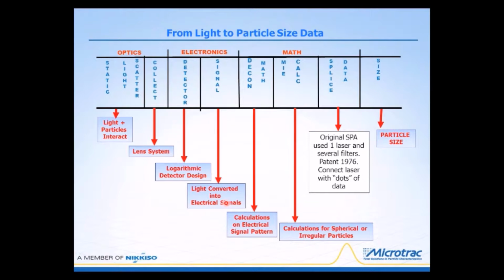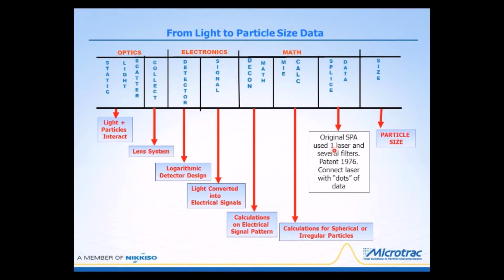The next step is the calculations, and these are deconvolution mathematics, and there are other ways of doing calculations, but we perform the calculations on the signal pattern. And as part of those calculations, for irregular shaped particles, we have proprietary calculations for that area, and I'll explain why we have two separate calculations, one for spherical particles and one for non-spherical particles.